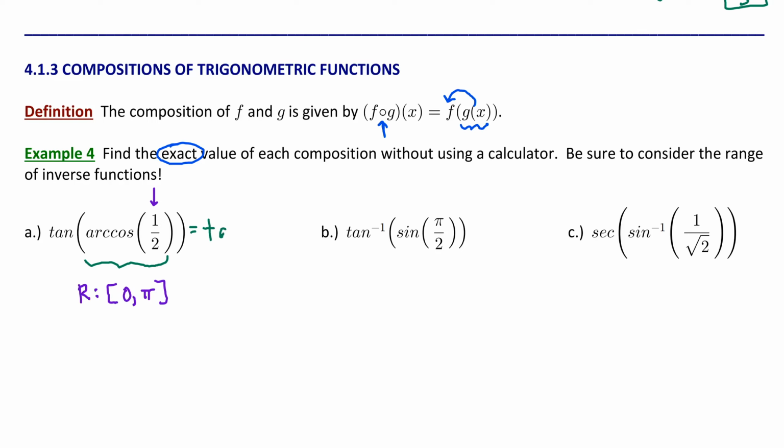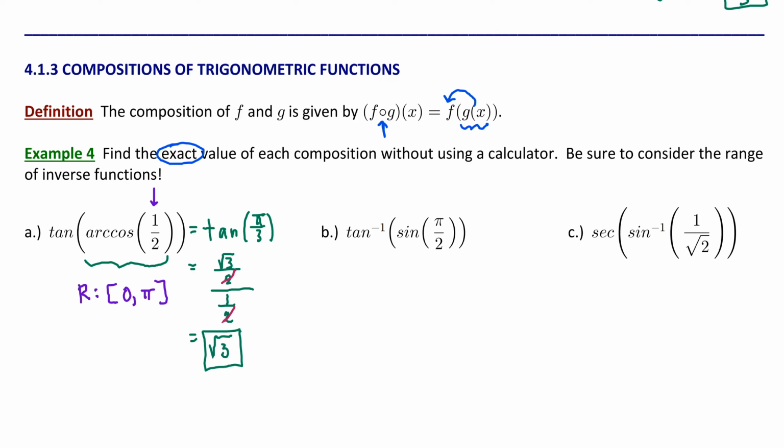So I'm going to replace arc cosine of 1/2 with its value pi over 3. Then we can evaluate tangent of pi over 3. Recall that tangent is evaluated as the y-coordinate divided by the x-coordinate. So on our unit circle at pi over 3, the y-coordinate is square root of 3 over 2, and the x-coordinate is 1/2. Now, if you have that value memorized, you can skip this part and jump straight to the result of square root of 3.